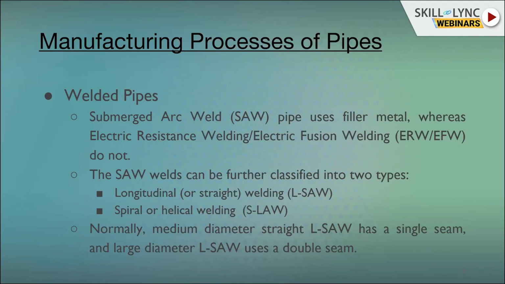Normally, medium diameter straight SAW pipe has a single seam, and larger diameter SAW uses a double seam. For example, higher thickness pipe requires ID and OD welding, and it is used for larger diameters, with a double seam. Medium diameter straight SAW has a single seam only. The filler metal can be filled in a single seam, but in larger diameters a double seam is used, because the filler metal cannot be filled into the ID and OD parts with a single seam. Next slide, please.